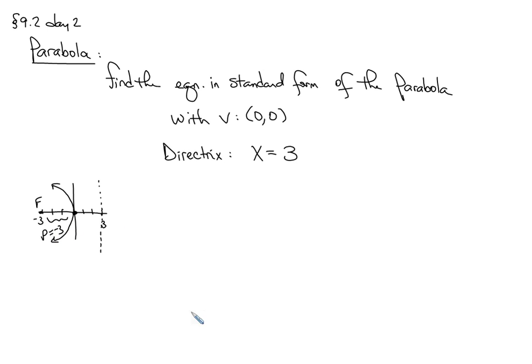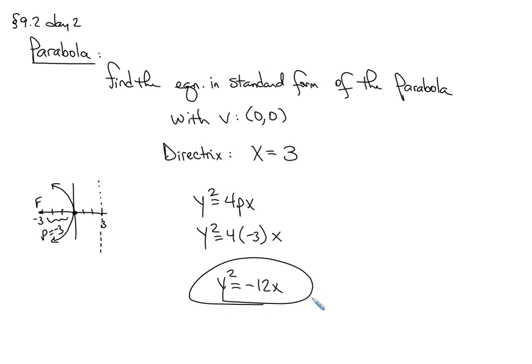This is opening in which direction, x or y? X. So which letter goes with 4p? So y squared equals 4px. And we now know that p is equal to negative 3. Sorry, that's supposed to be an x, not an equal sign. So y squared equals negative 12x. And we're done. You see how easy those are? Anybody have any questions about that?